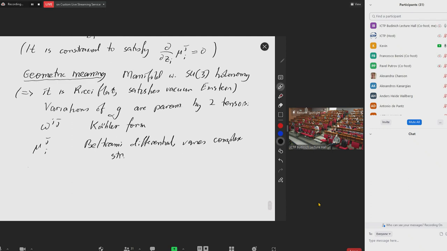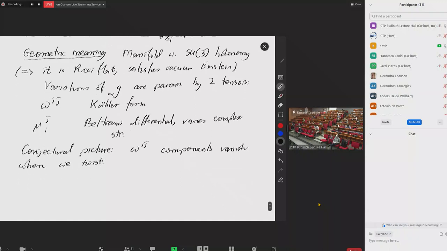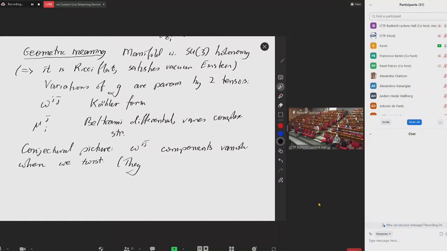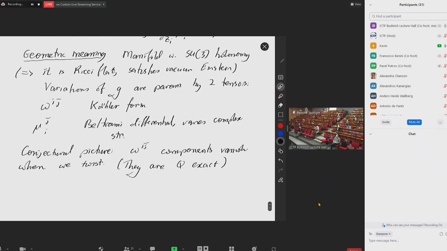So the conjectural picture is that the omega_{i j-bar} components vanish when we twist. That is, they are Q exact, where Q is the supercharge. In other words, the topological string captures a piece of some version of Einstein gravity, where we've discarded the Kähler form but retained the Beltrami differential.